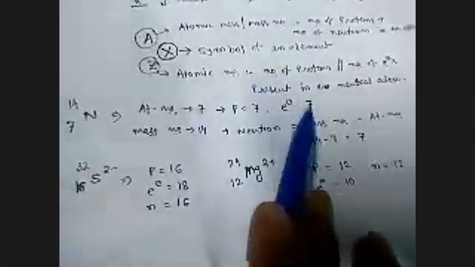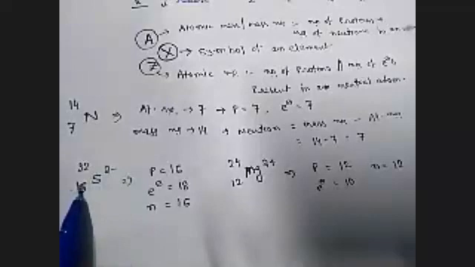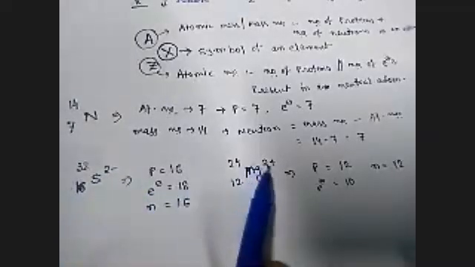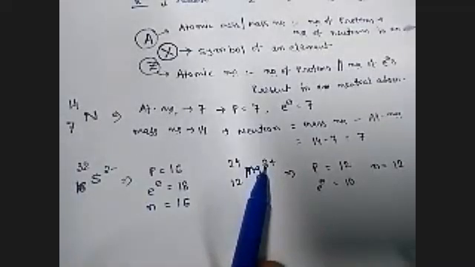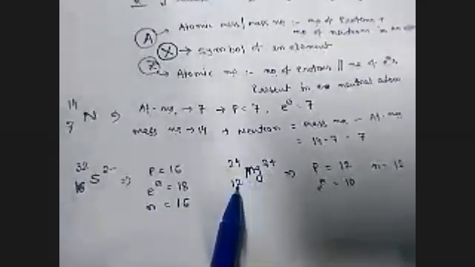If it is neutral, the number of protons and the number of electrons will be equal. But if it is negative, then the value of the negative charge will be added to the atomic number. So here 2 minus, so 2 will be added to this 16, so it becomes 18. If it is positive, then the value of the positive charge will be deducted from the atomic number. So it will be 10. Clear?